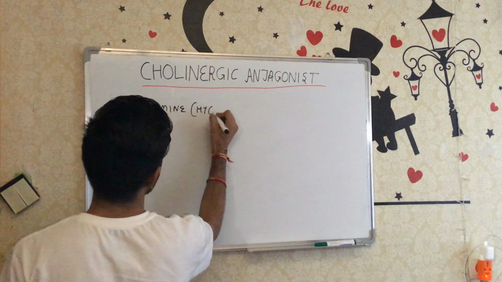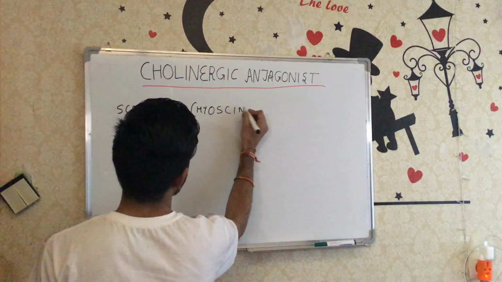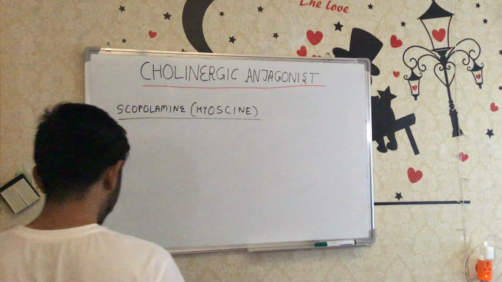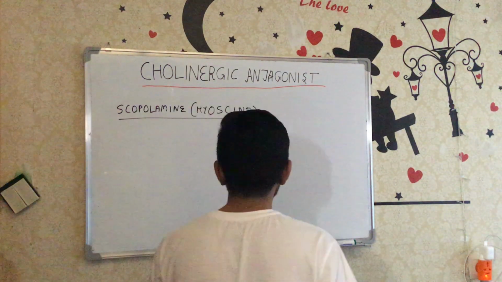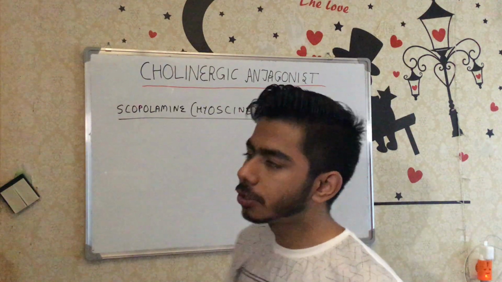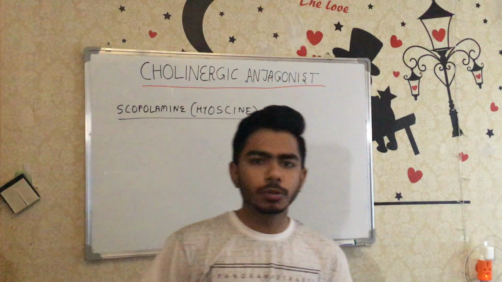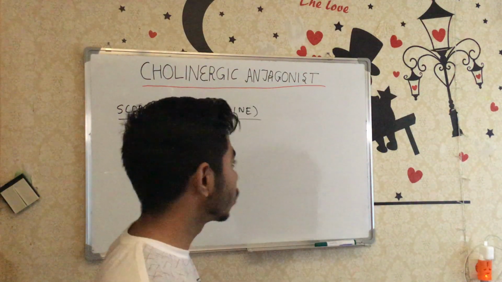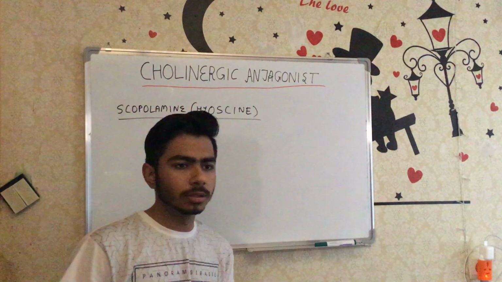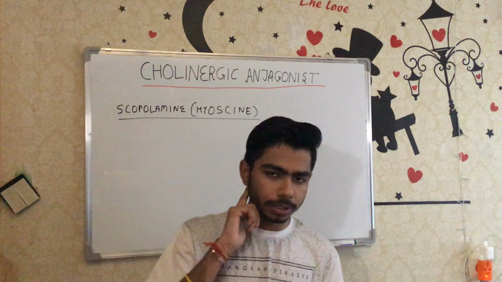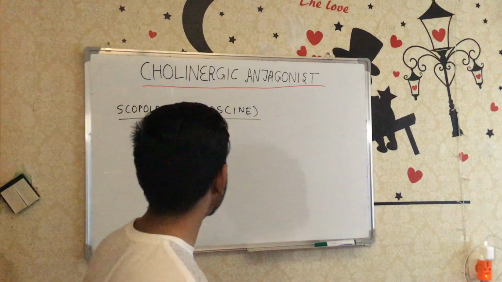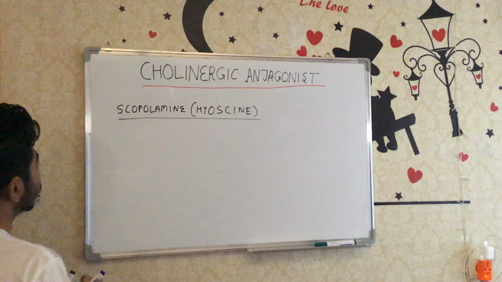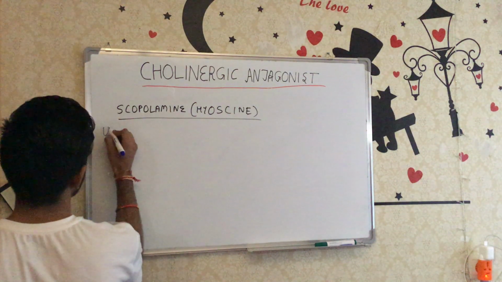Which is also called hyoscine. Now, this drug is usually used as a transdermal patch. It's usually applied behind our ear, over the mastoid process. Now, what will it do? Let's talk about the uses.